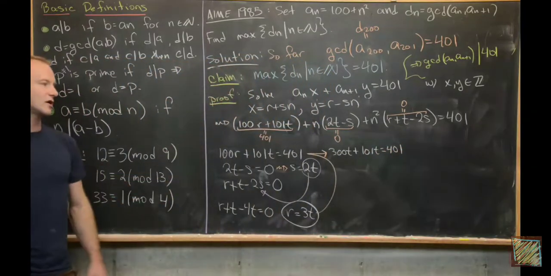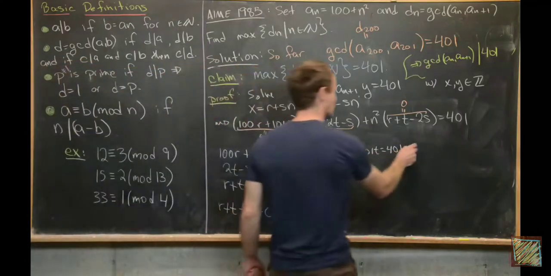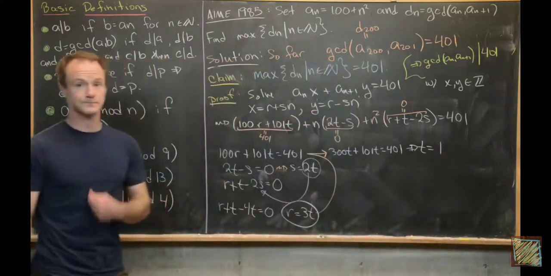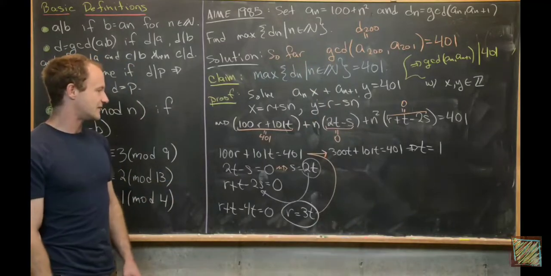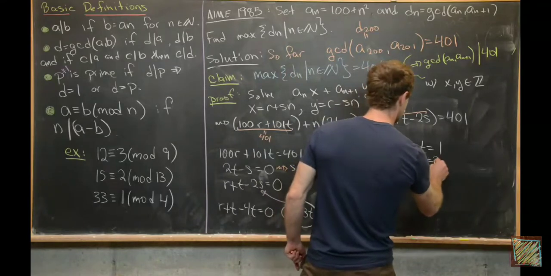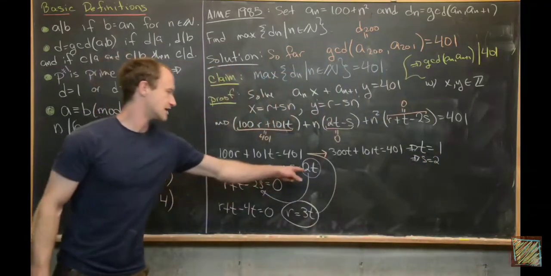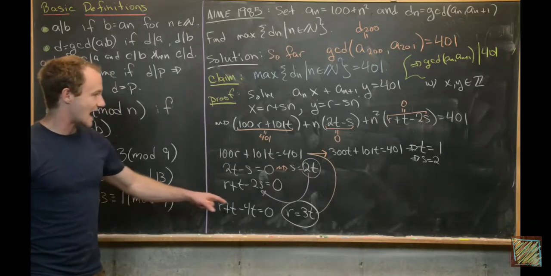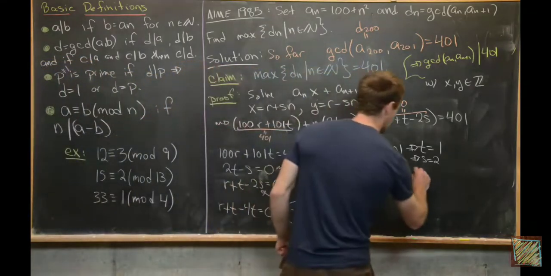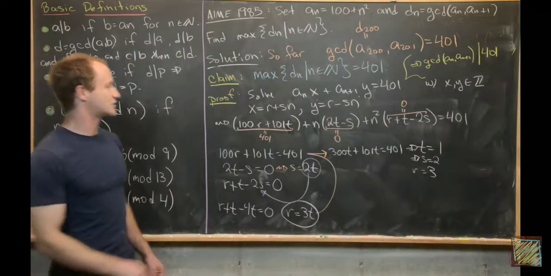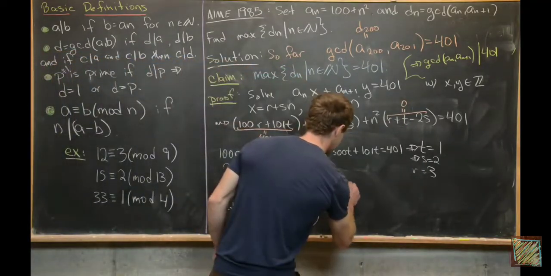But that means 401t equals 401, which means that t equals 1. Great. But now if t equals 1, that means that s equals 2. That's what we got there. And then finally, that means that r equals 3. Good. So that means our solution looks like this.